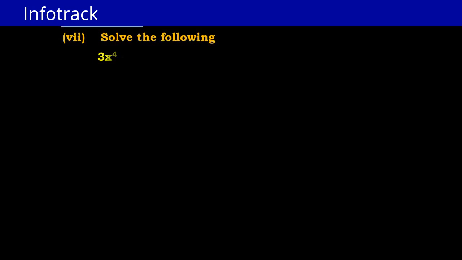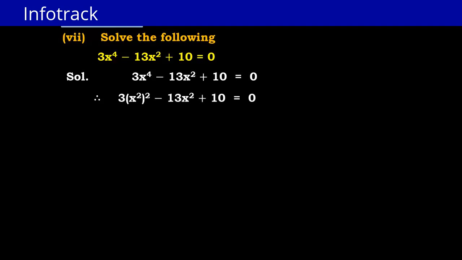See, 3x raised to 4 minus 13x square plus 10 is equals to 0. Now see, in this equation the highest order of x is 4. That means it is not quadratic, but we can convert this equation in quadratic form. So we can write this x raised to 4 as x square square. So 3x square square minus 13x square plus 10 is equals to 0.